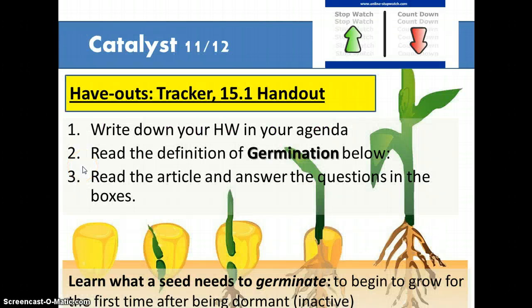So what I'd like you to do now, if you haven't already, is to go ahead and read the article that you got in class that has the information about the different parts of the seeds and answer the questions in the boxes. After you've read that, you can go ahead and check your answers with me on the next slide.